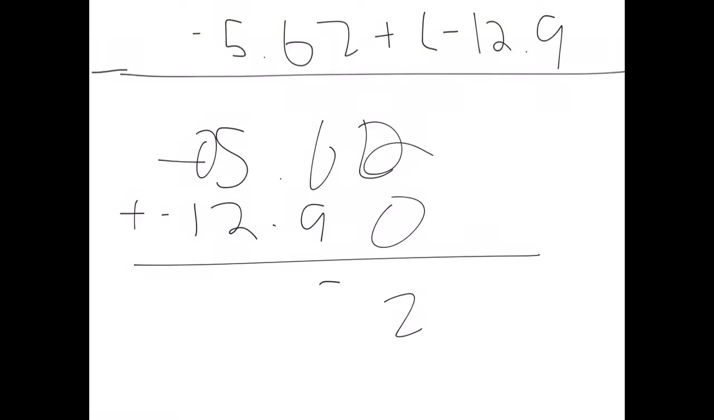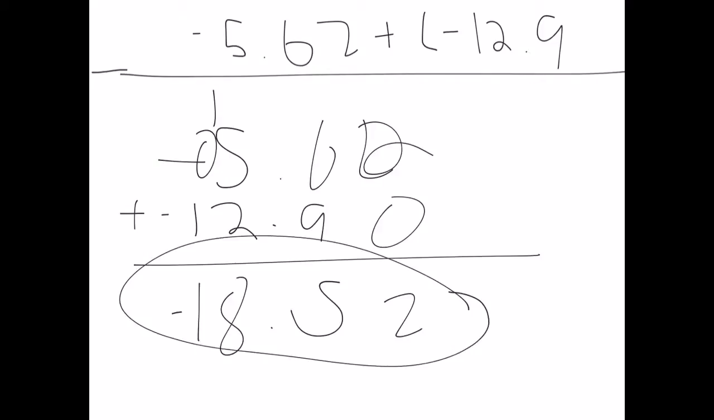6 plus 9 is 15. 5 plus 2 plus 1 is 8. And 1 plus 0 is 1. And since both of them were negatives, my answer is negative. My final answer is negative 18.52.